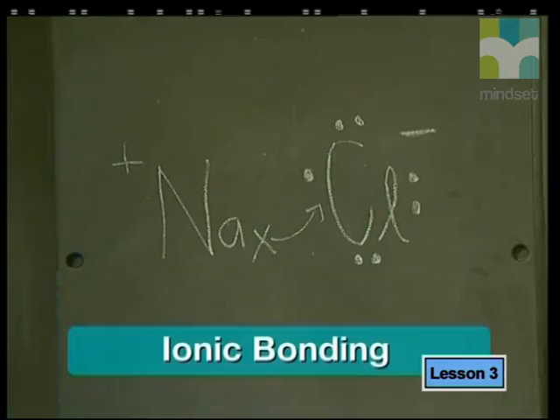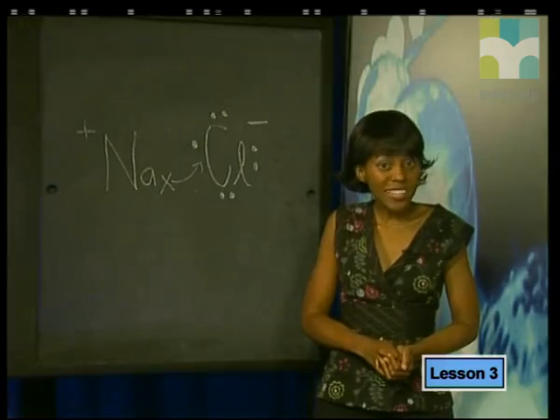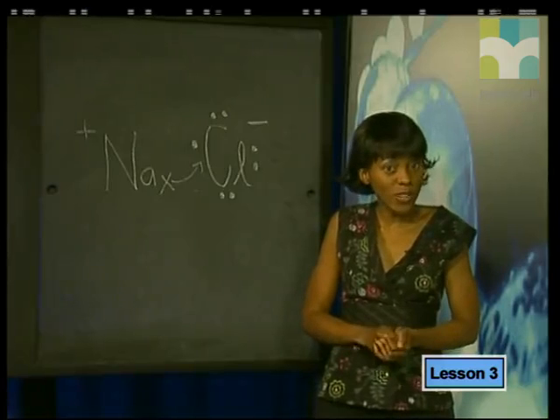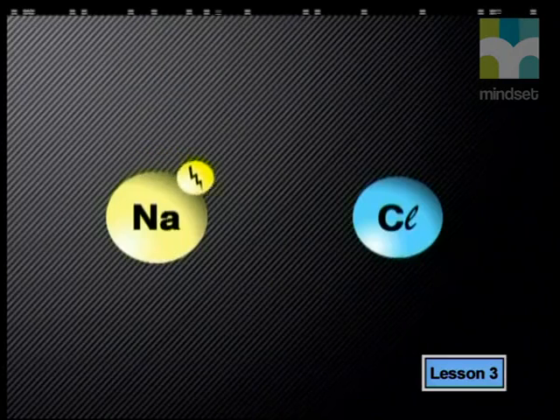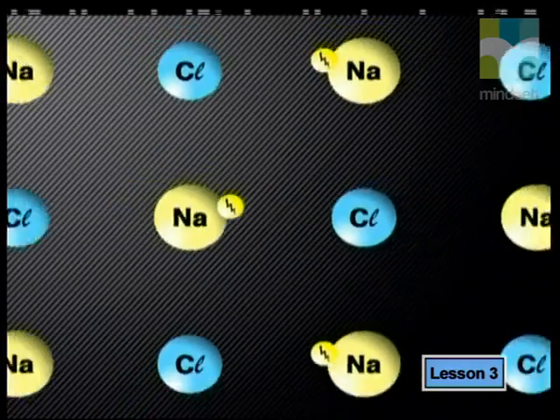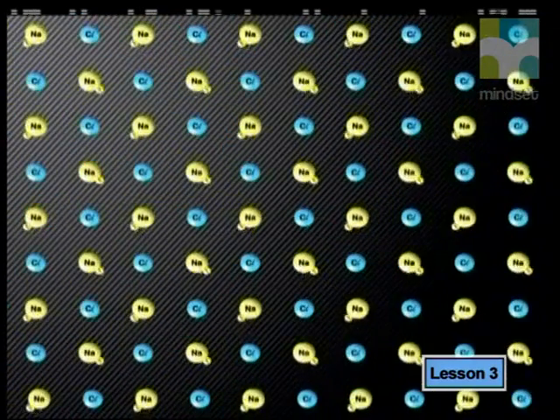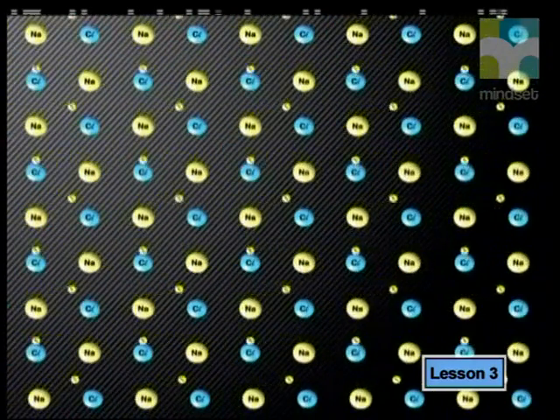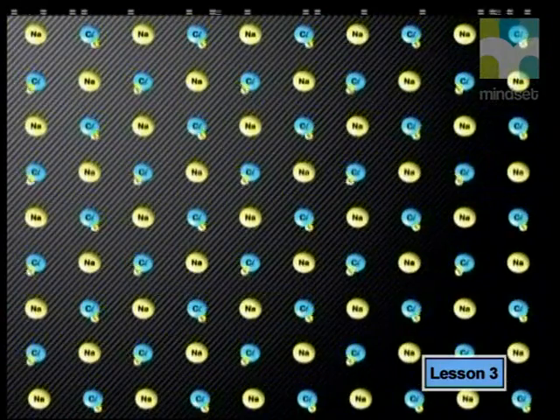These Lewis diagrams are also models, but in this case, this model does not give us the full picture. This is because the transfer of electrons does not take place between a single sodium atom and a single chlorine atom, but takes place between many billions of atoms. These particles join together in a very ordered giant lattice.